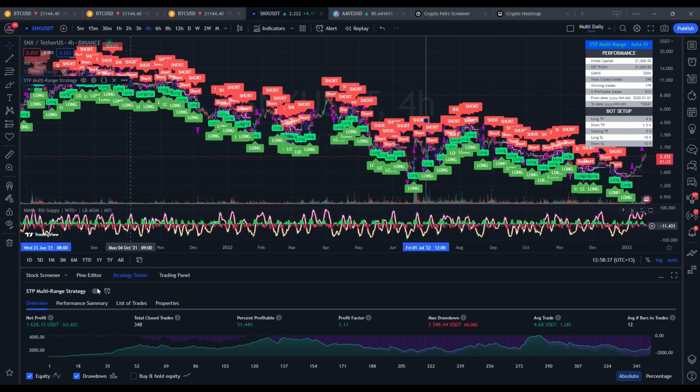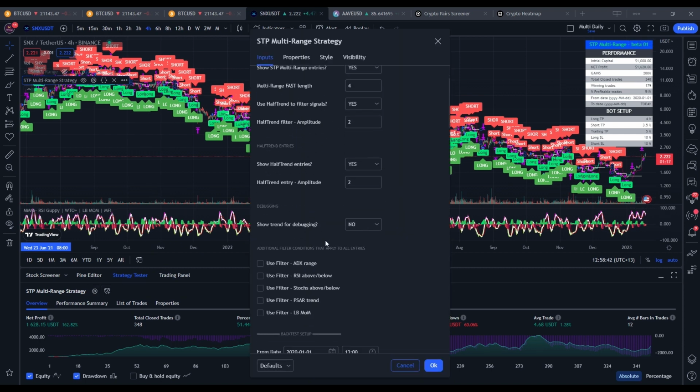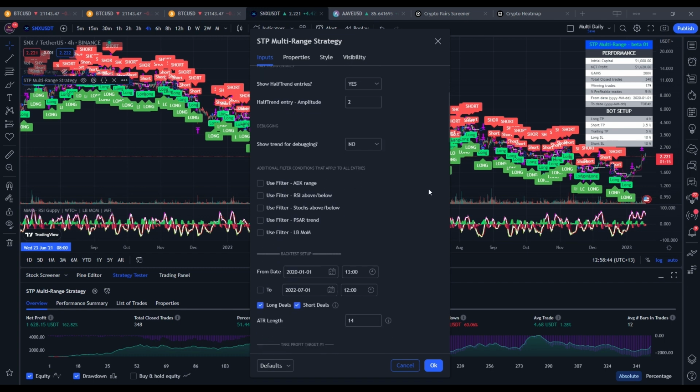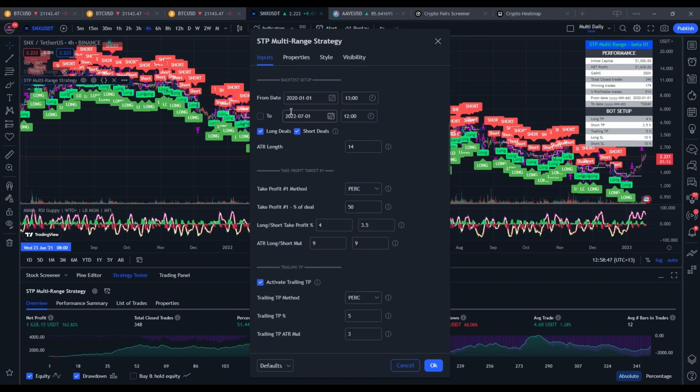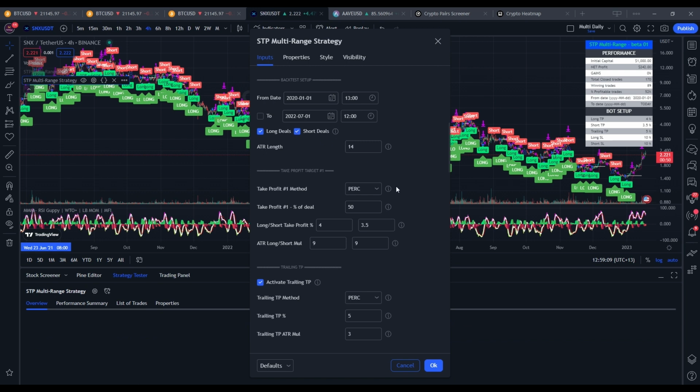There's some really good money to be made. The settings here are all identical to what you have in the indicator, so you can set it up as you'd like. You're then going to choose your backtesting setup. I have it set by default to go back to either the earliest chart data or the 1st of January 2020. You can choose to run either both long and short, or just long or just short deals. And as you update that, it'll update the entries accordingly.